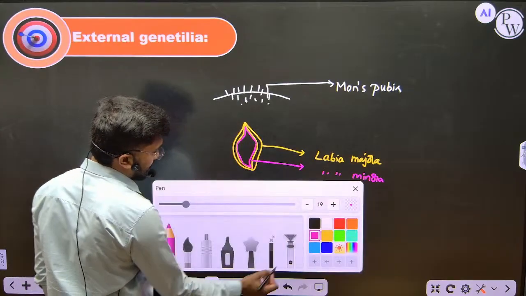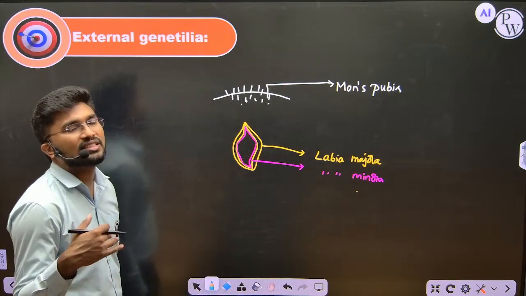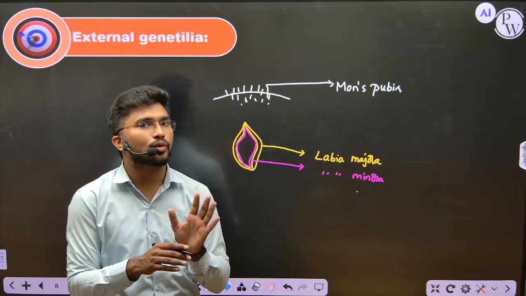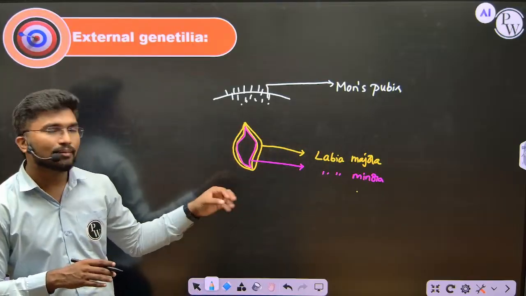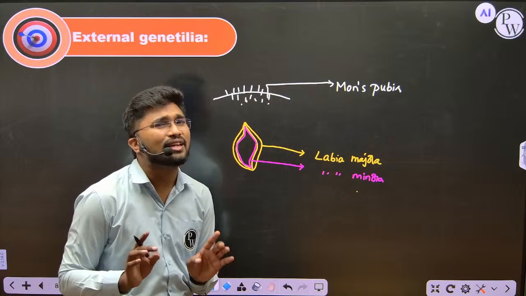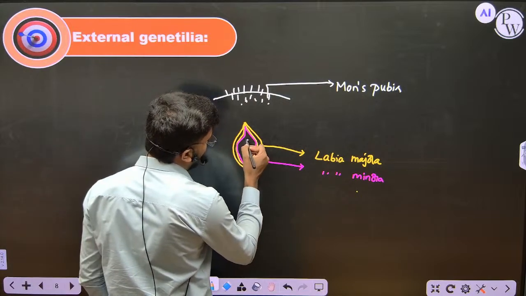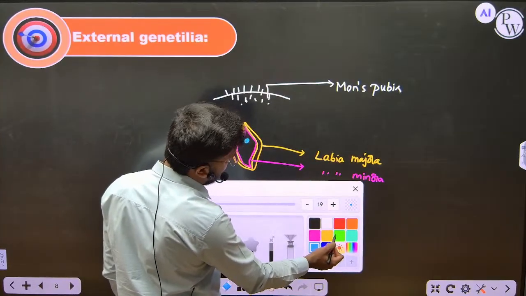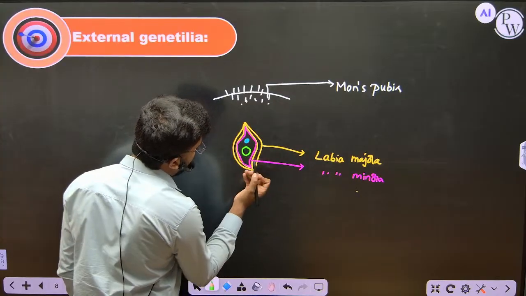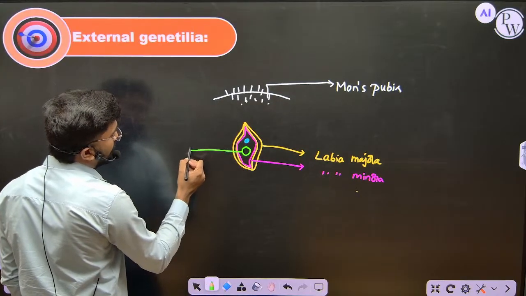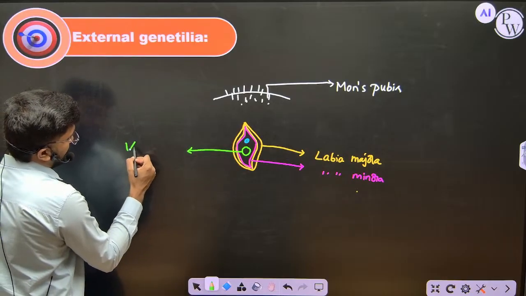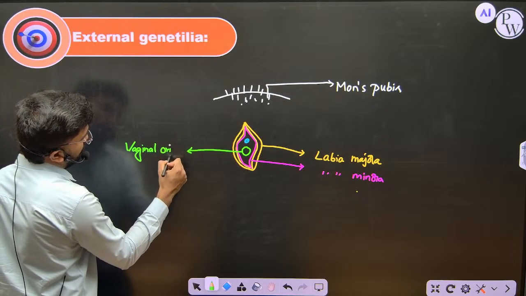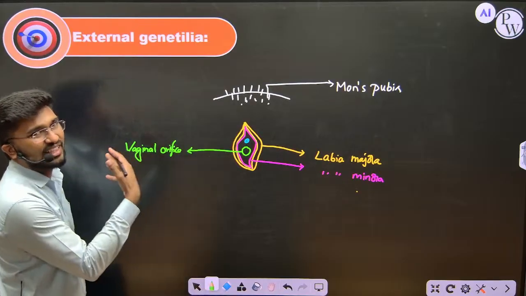Next, in case of male, the urethra is the common pathway for the release of sperm as well as the release of urine. Urine and semen come through the same pathway. But in case of female, it is not like that. Urine comes through an opening called the urethral opening, and gametes enter through another opening. This is called the vaginal canal or vaginal opening. This opening is called vaginal orifice. Simply, you can remember it as the vaginal opening.